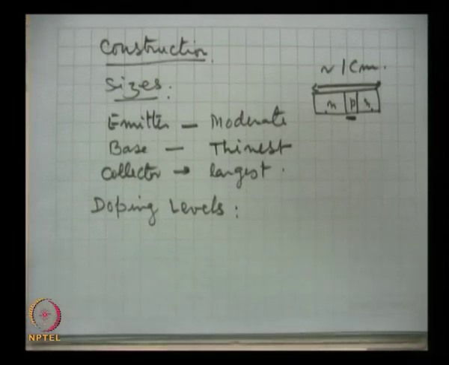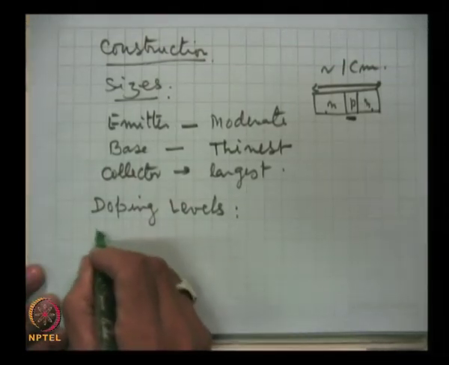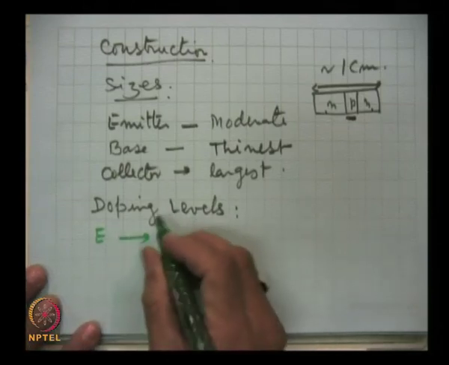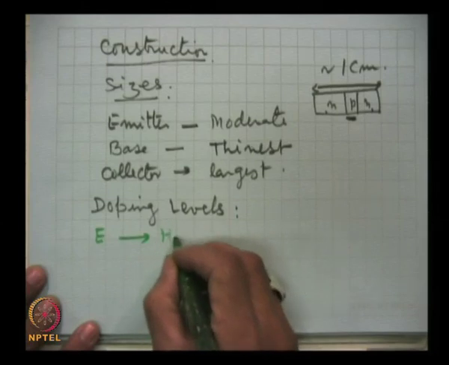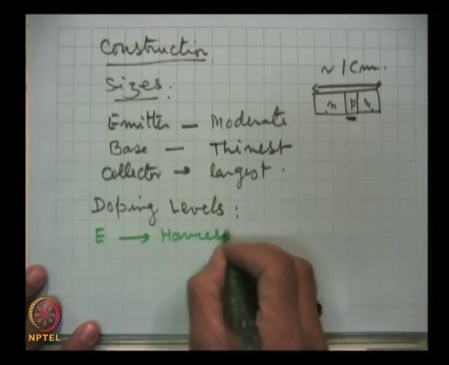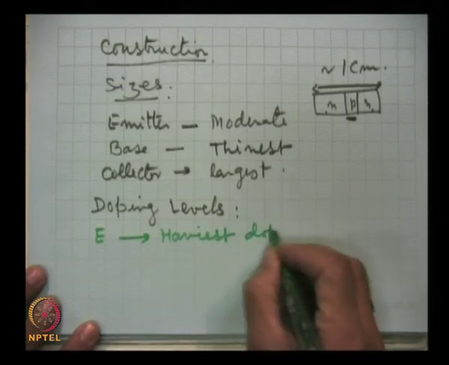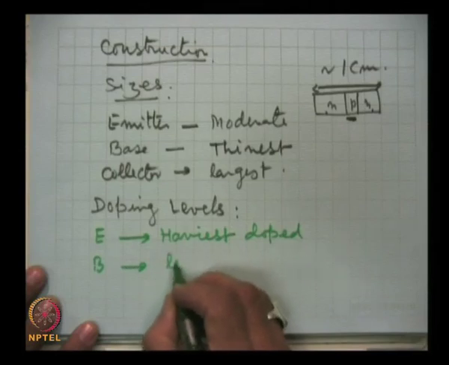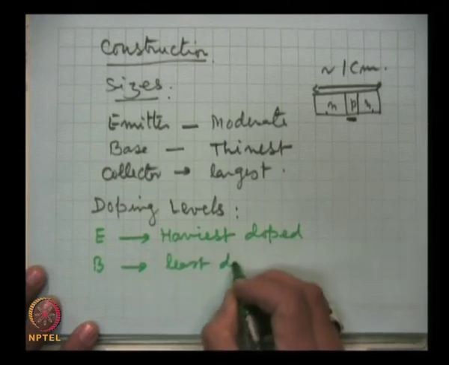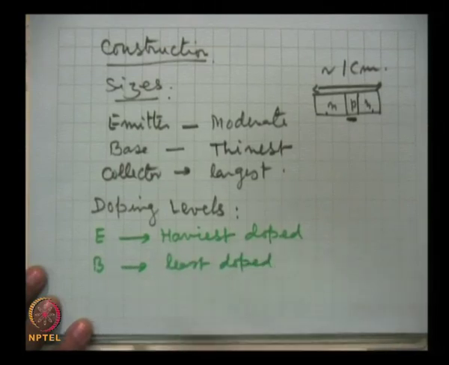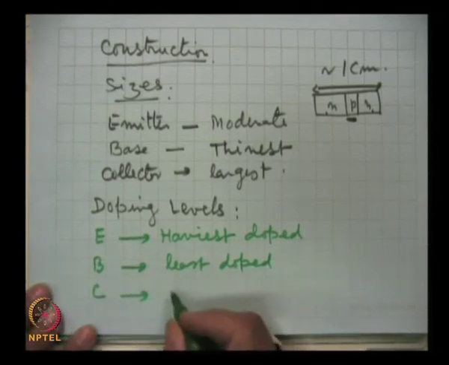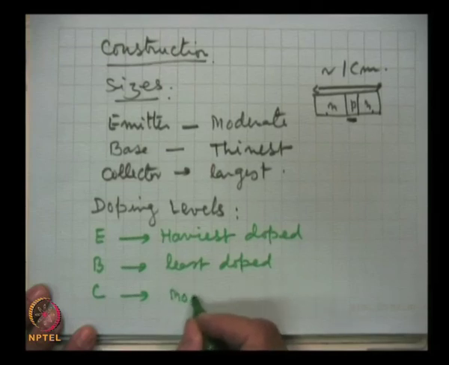Doping levels. Emitter is heaviest doped. Base least doped, and collector is moderately doped.